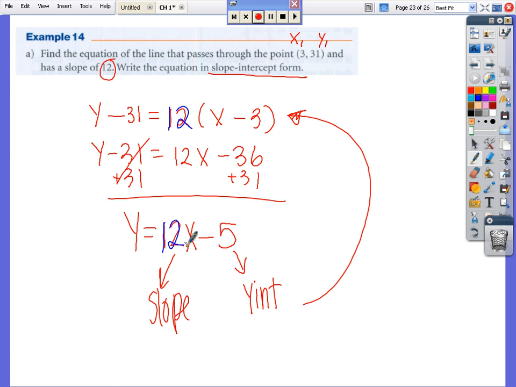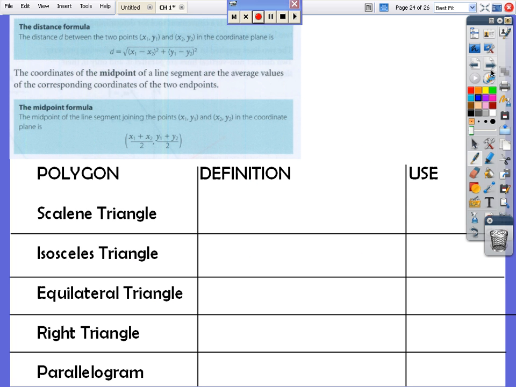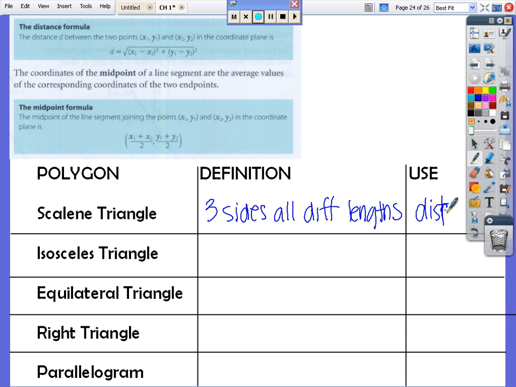Last set, I think, of problems. There's the distance formula, the midpoint formula. So I gave you some definitions that you should know. A scalene triangle has 3 sides, all different lengths. Pretty much what you do, you use the distance formula between the points. And you want to show that all 3 distances are different.